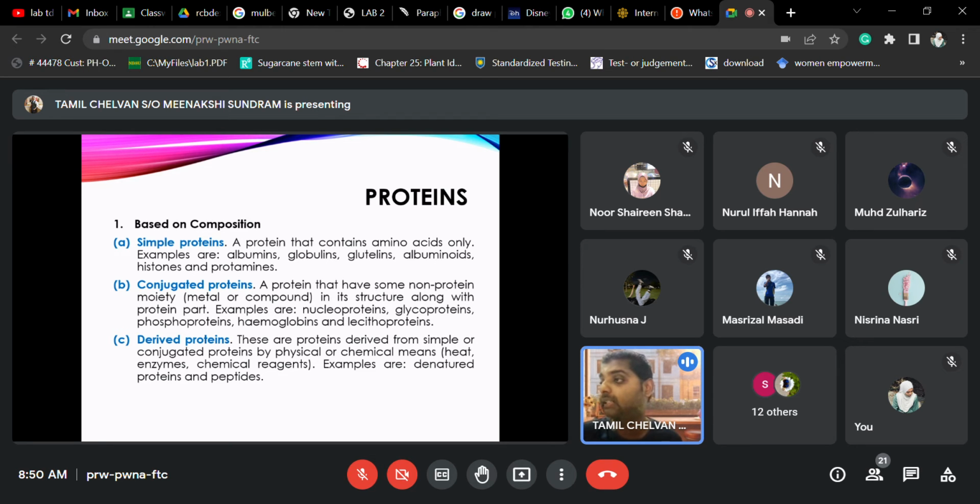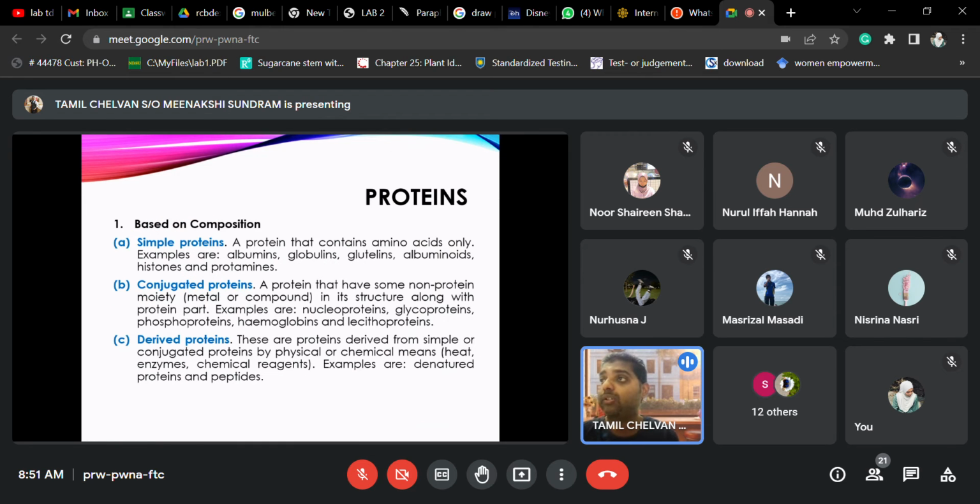Derived proteins are proteins derived from simple or conjugated proteins by physical or chemical means. So when you heat them, add enzymes to them, or apply a chemical reaction, they react and produce a new kind of protein. Examples are denatured proteins, because they lose the bonding and become a new kind of protein, and peptides.